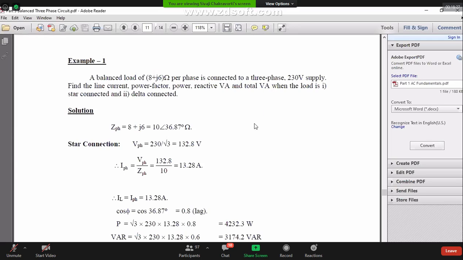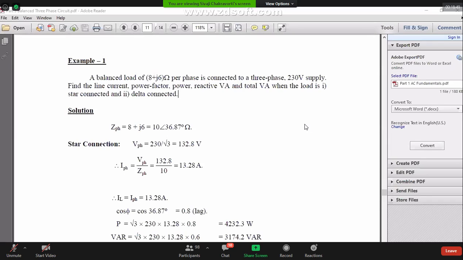Now this is the balanced load, and it is written as connected to a three-phase 230-volt supply. Now this is a very interesting statement, by the way. As I said, in any three-phase system, I have the line voltage as well as the phase voltage. So when I say it is a three-phase 230-volt supply, is it line voltage or the phase voltage? Nothing is stated here. Please see.